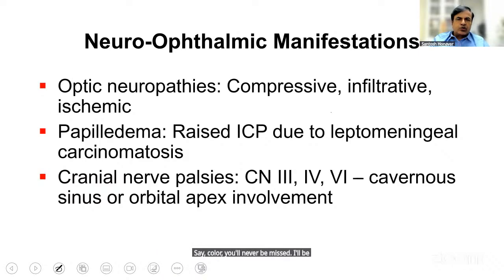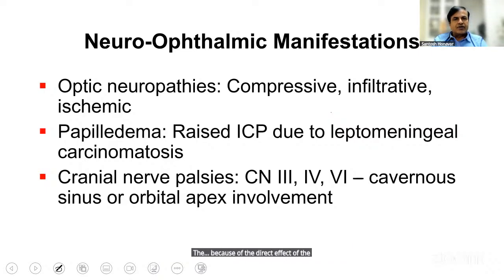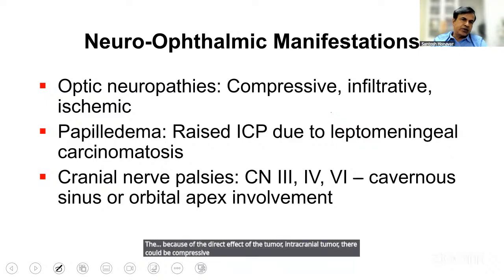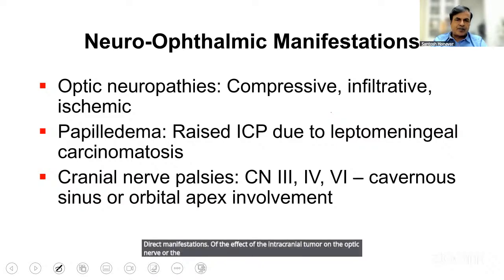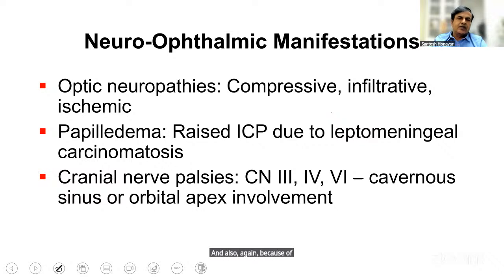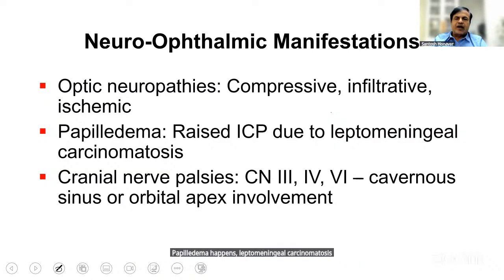I'll be brief with neuroophthalmic manifestations. In neuroophthalmic manifestations, because of the direct effect of the intracranial tumor, there could be compressive optic neuropathy, infiltrative optic neuropathy, and ischemic optic neuropathy. These are all direct manifestations of the effect of the intracranial tumor on the optic nerve or the optic tract. And also, again, because of that, there is raised intracranial pressure, because of which papilledema happens. Leptomeningeal carcinomatosis, primary CNS lymphoma can also cause papilledema.